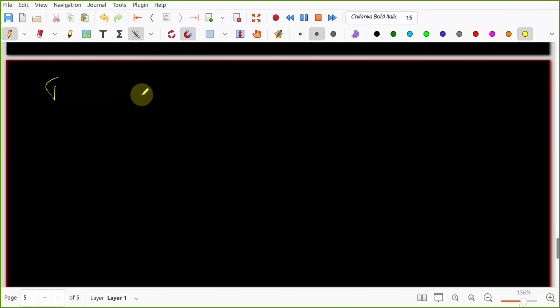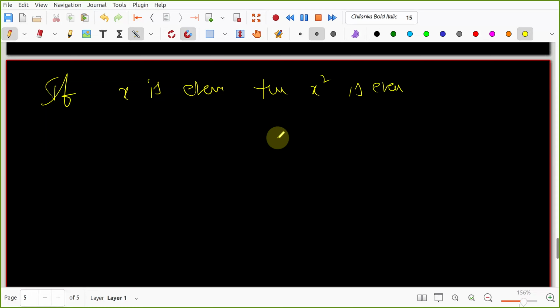If x is even, then x square is even. Do you agree? Sir, can you give the converse of this? Don't worry. Let everyone think. If x is even, x square is even. Do all of you agree this is a true statement or not? If x is even, x square is even.